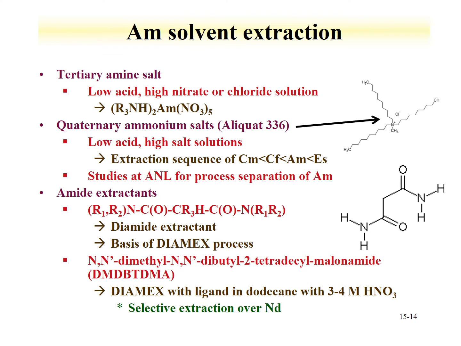There's also a number of amide extractants. The amide functional group is shown here. This is the basis of a process that's been evaluated in Europe called the DIAMEX process, where this malonamide has been used as part of the DIAMEX process, and in 3 to 4 molar nitric acid, so now we're at higher acid concentrations, you get a selective extraction of americium over neodymium.